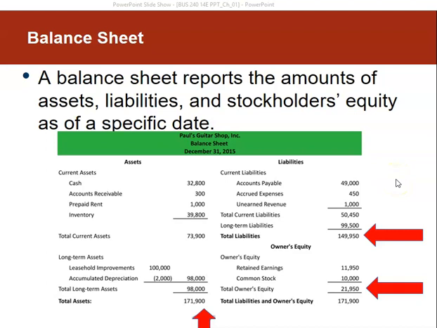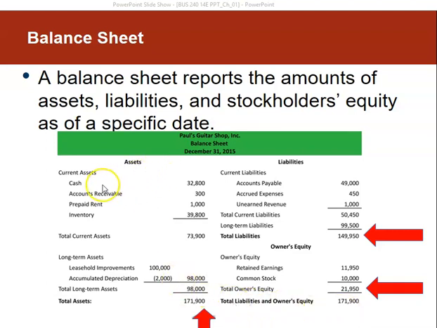It should be plural possessive, so that's a minor mistake that whoever put this balance sheet together made, but that's okay. Do notice that total assets are $171,900. We have liabilities of $149,950, and we have total owner's equity of $21,950. If we add these two figures, we come up with $171,900, and we find out that the accounting equation does in fact hold up.